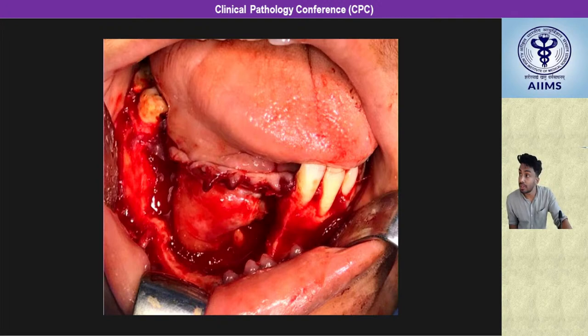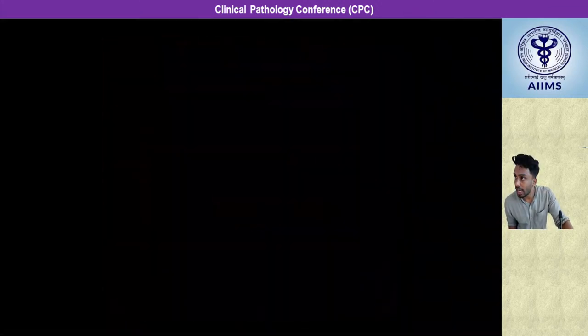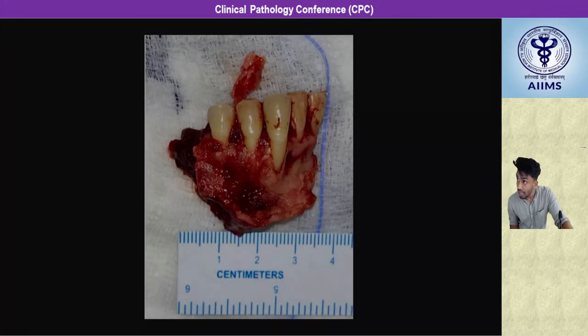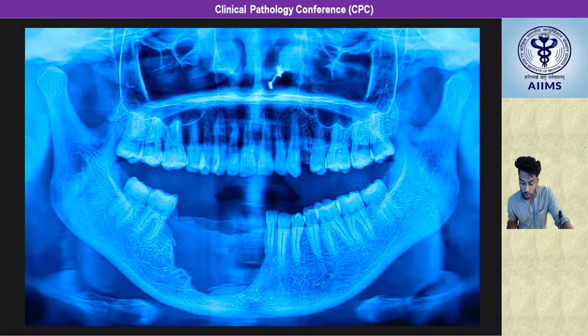And after the bone was resected en bloc along with the lesion, we closed the defect, and the mucosal closure was done. And this was the resected specimen, approximately 3.5 centimeter in dimension. And this is how the postoperative orthopantomogram looked like. So the lesion had been taken out completely.